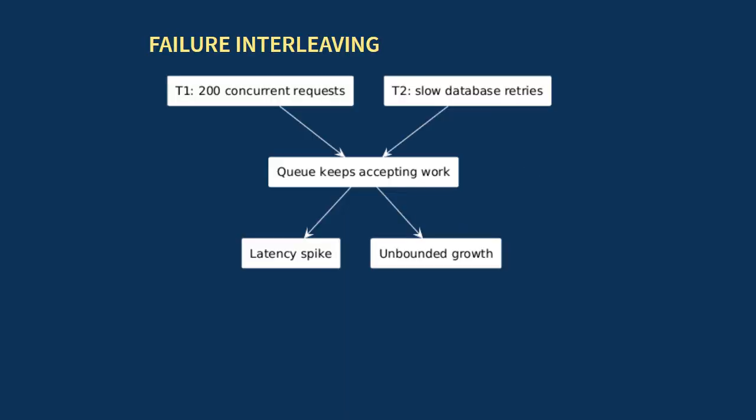This interleaving is where concurrent systems get into trouble. One thread pushes a burst of requests while another retries slow database writes, and the queue keeps accepting work. So the problem is not just the slow database, but the way retries and queue growth interact. Exactly. The result can be latency spikes, duplicate work, missing completion logs, or unbounded queue growth. Your evidence has to capture the interleaving itself, not only the final symptom.